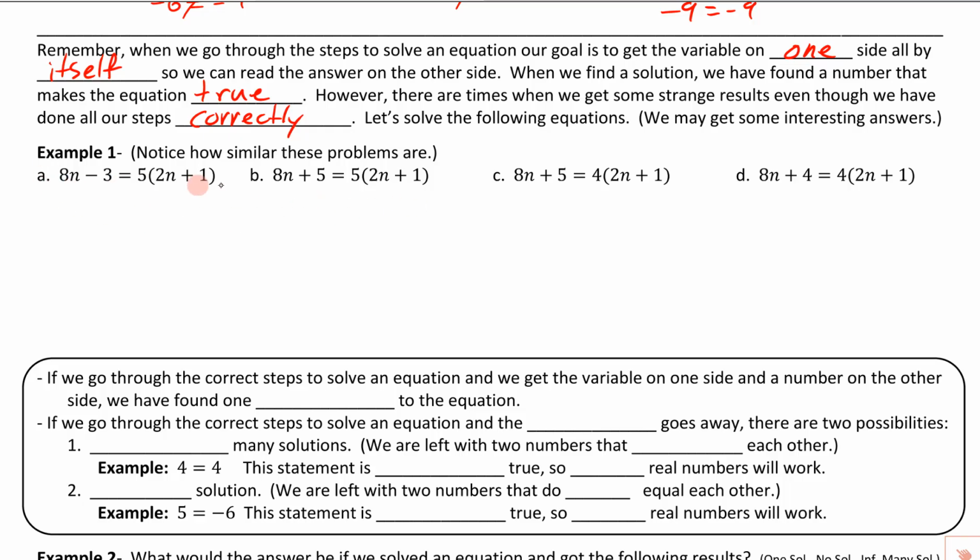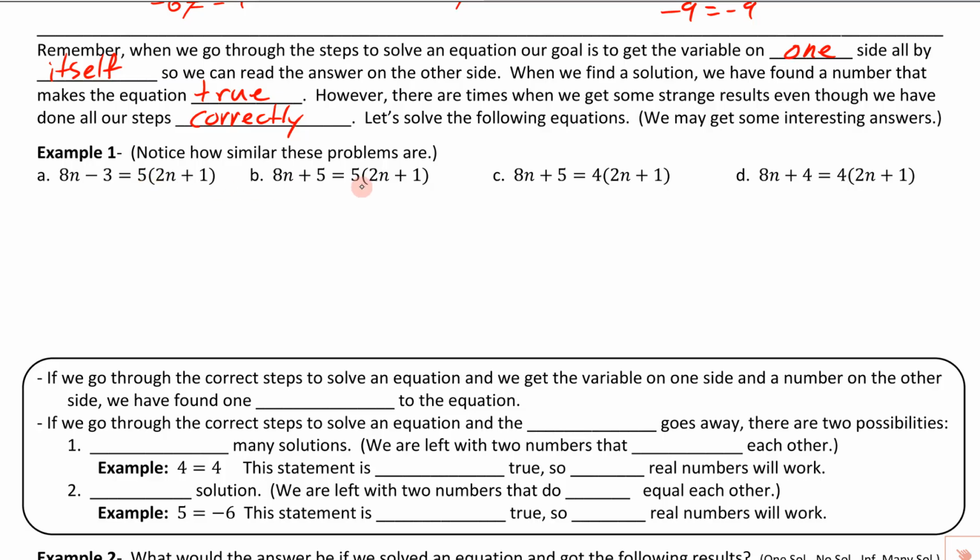I've got example 1, I've got an A, a B, a C, and a D. And notice how similar these problems are. Notice that they all start with an 8n. We're either adding or subtracting a number. We've got a set of parentheses on the other side, and in every case, take a look at what's in parentheses, a 2n plus 1 on every single one of these.